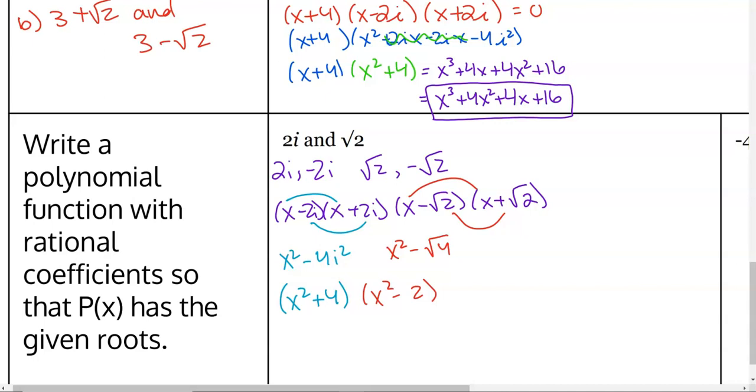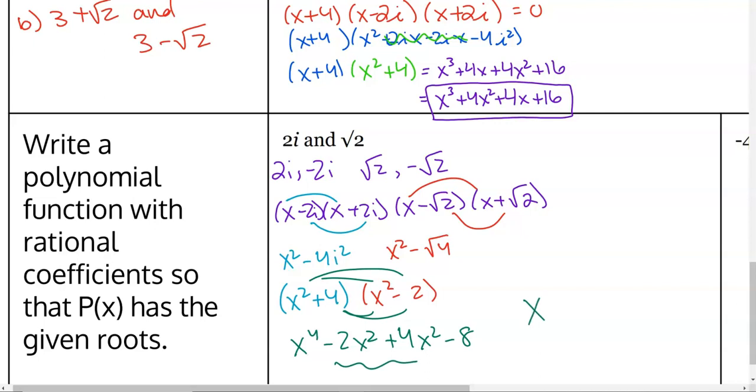Then what do we do from here? Multiply. Yep. X squared times x squared gives me x to the power of 4. X squared times negative 2 is negative 2x squared. 4 times x squared is 4x squared. That's nice. 4 times negative 2 is negative 8. Is that my answer? Am I done? I have a degree of 4. No, why not? Yeah, combine those pieces in the middle.